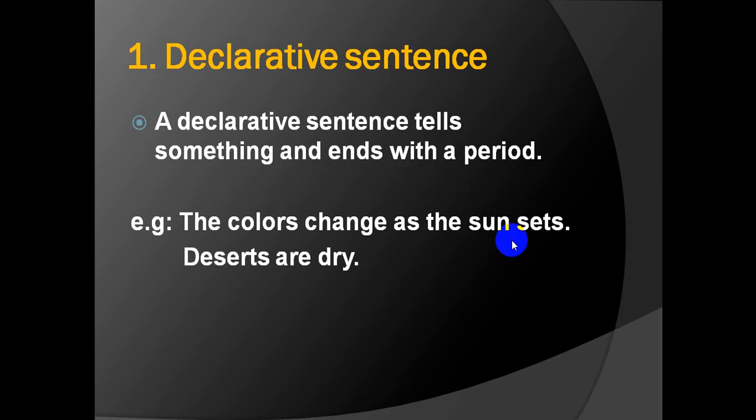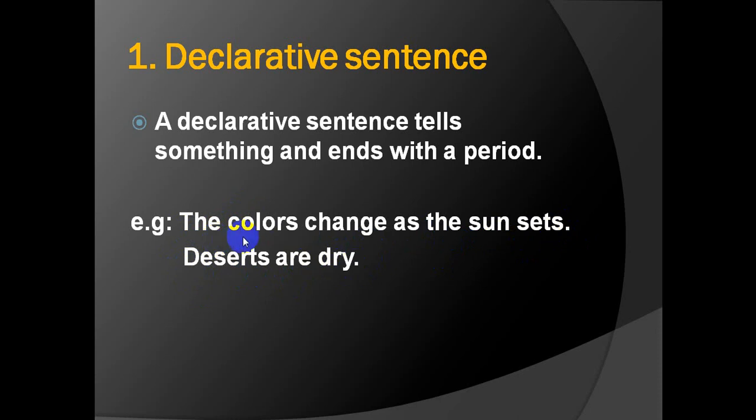The first one is a declarative sentence. A declarative sentence is a sentence that tells something and ends with a period or a full stop. Here is the example: The colors change as the sun sets. You may notice here this sentence starts with a capital letter and ends with a full stop. Deserts are dry. Again, this starts with a capital letter and ends with a full stop.